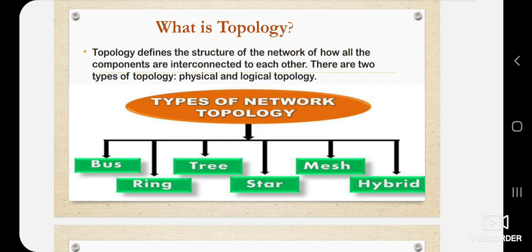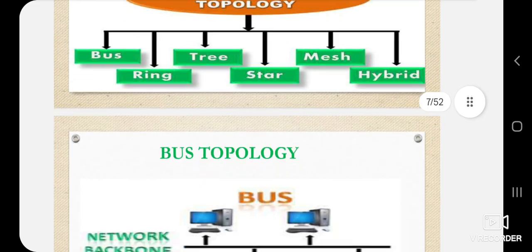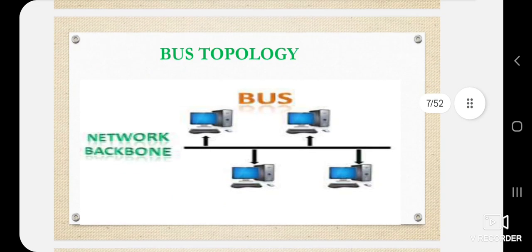What is topology? Topology defines the structure of the network, of how all the components are interconnected to each other. There are two types of topology: physical and logical topology. The first topology is the bus topology.